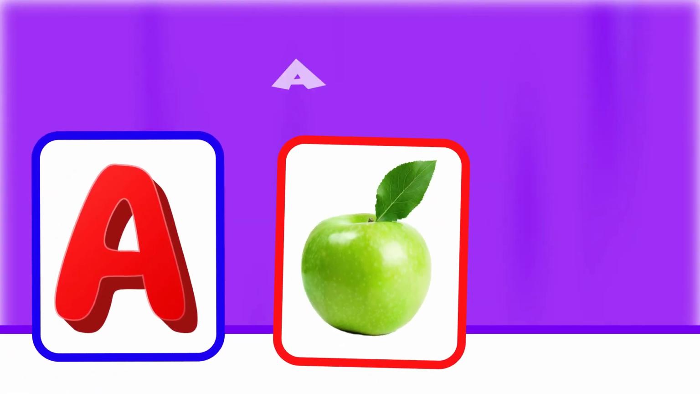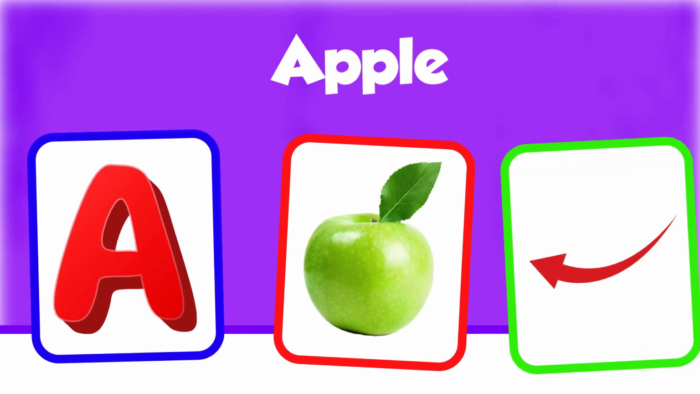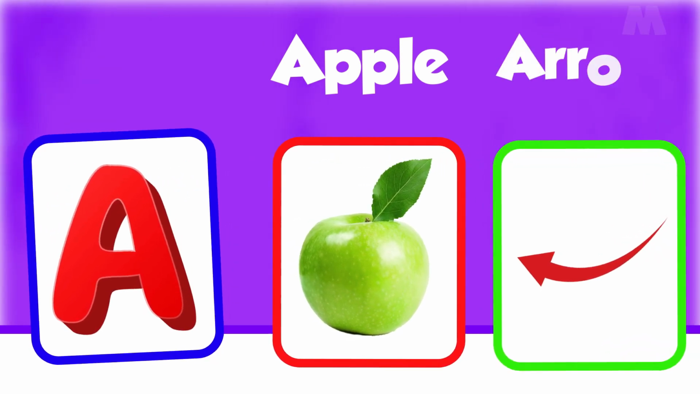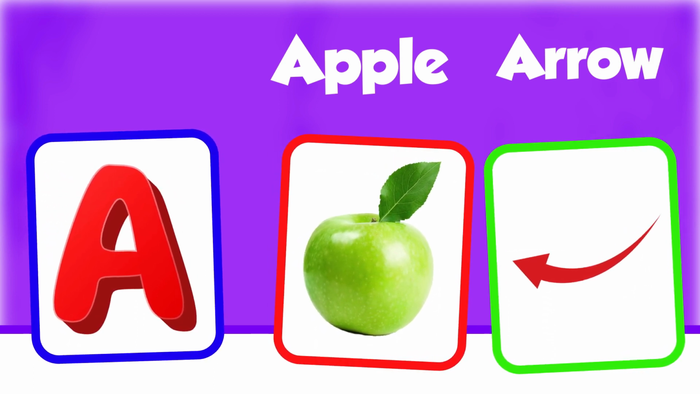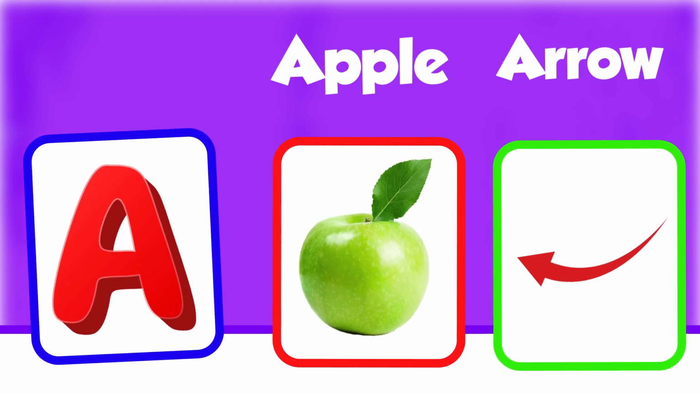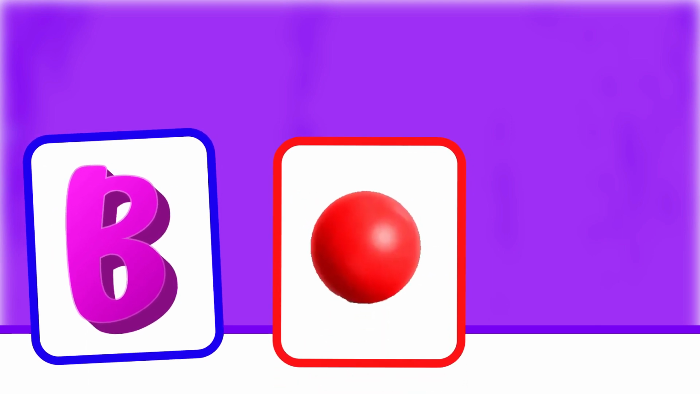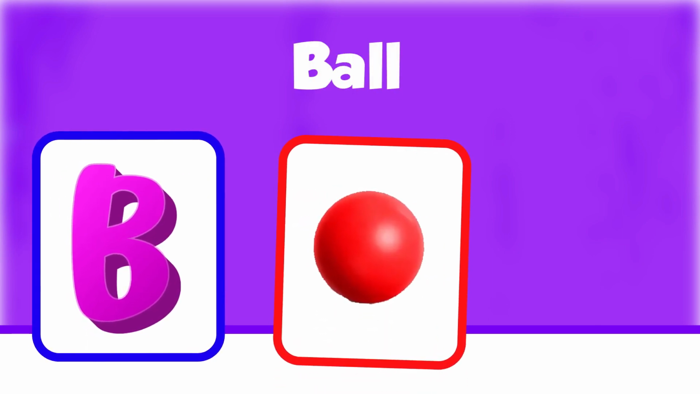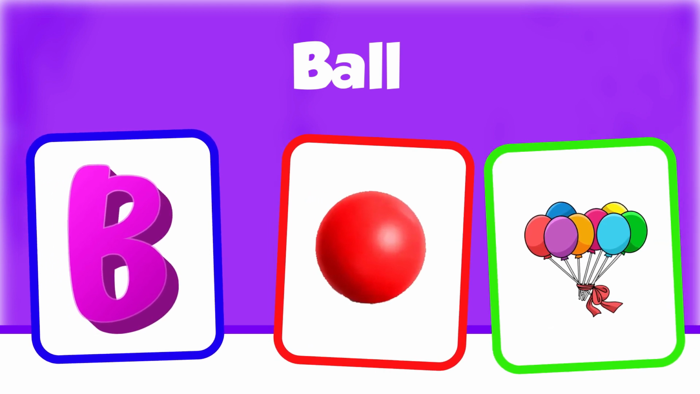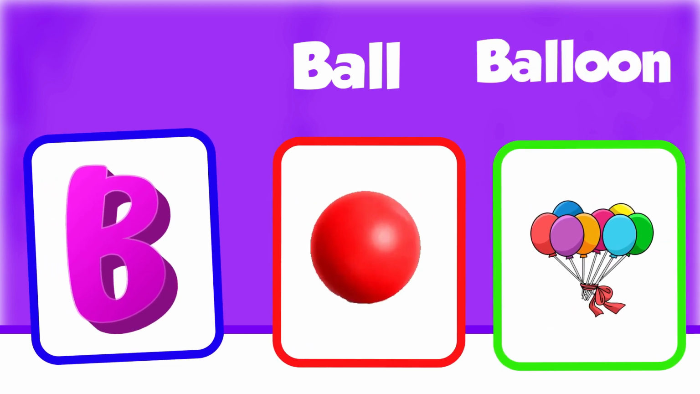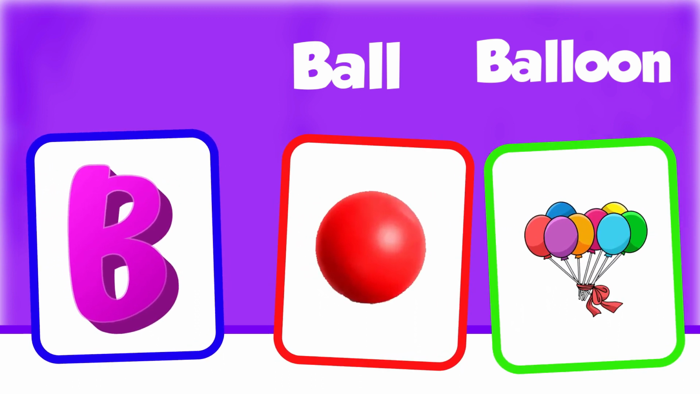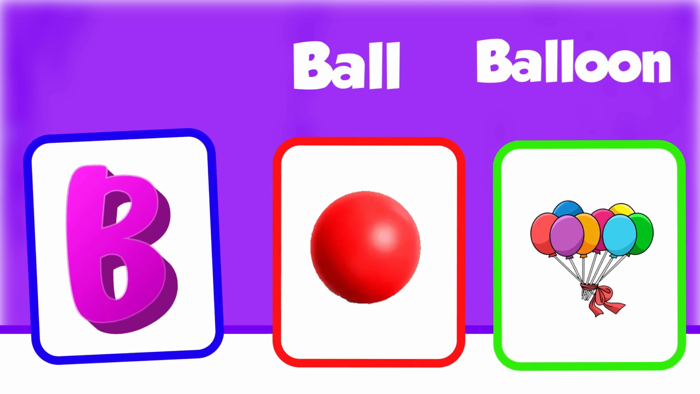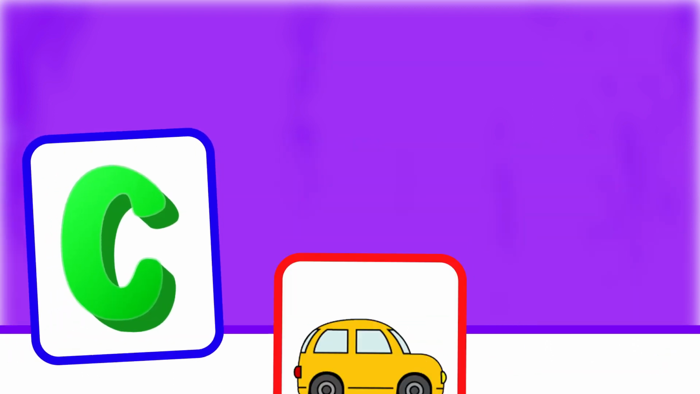A, A, apple. A is for arrow. A, A, arrow. A is for a. A, A, A, apple. A is for a. A, A, A, arrow. B is for ball. B, B, ball. B is for balloon. B, B, balloon. B is for b. B, B, B, ball. B is for b b b b balloon.